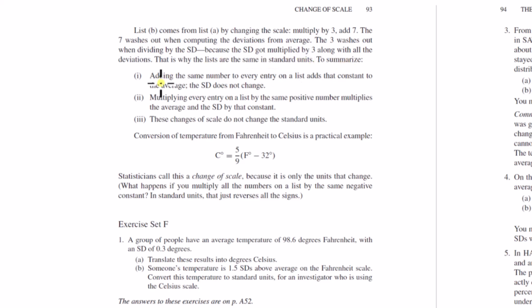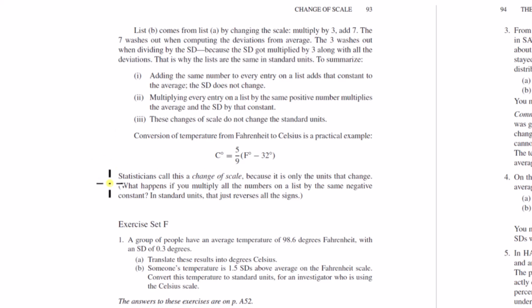To summarize, adding the same number to every entry on a list adds that constant to the average. The standard deviation does not change. Multiplying every entry on a list by the same positive number multiplies the average and the standard deviation by that constant. But if it's a negative number, then you do the same thing, but just don't multiply the standard deviation by -1, or leave the minus sign out of the multiplier for the standard deviation. These changes of scale do not change the standard units, but it's going to mention here, if you multiply all numbers on a list by the same negative constant, in standard units, that just reverses all the signs.